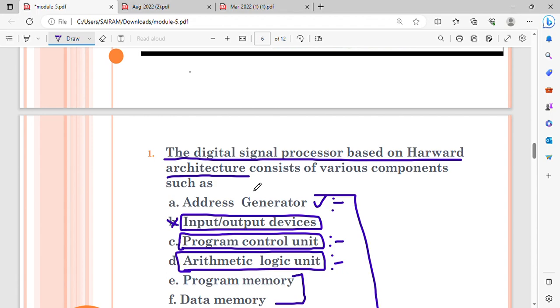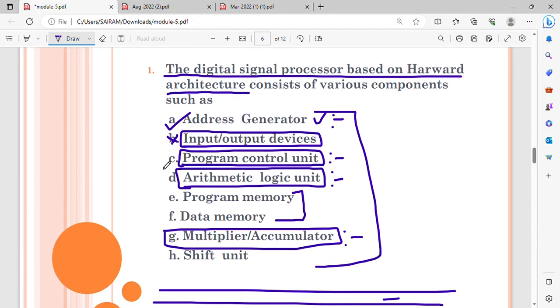various components such as, you are supposed to write with respect to address generator, you are supposed to write with respect to arithmetic and logical unit, you are supposed to write with respect to multiplier and accumulator and shift unit. So about these four it is compulsory to write. And program control unit it is optional.